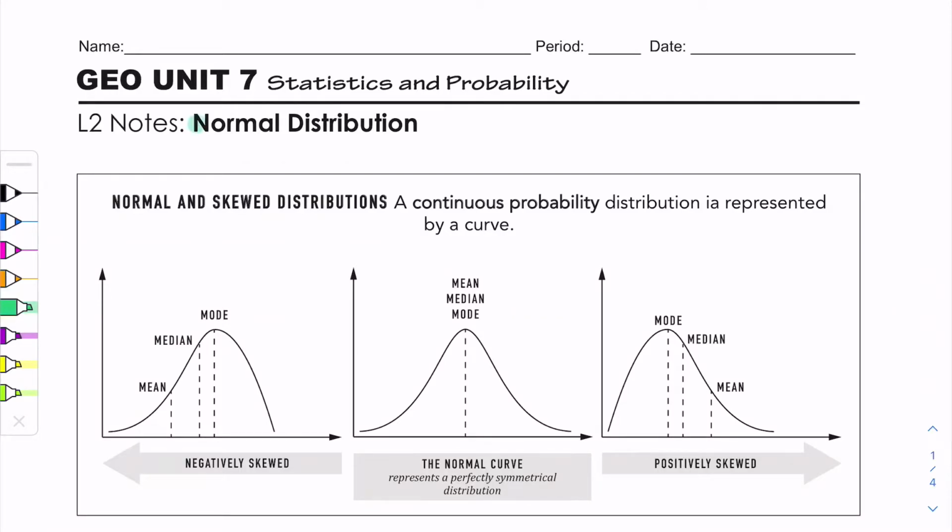Today we're learning about normal distribution. So normal and skewed distributions are continuous probability distributions represented by a curve. So here's three different curves that I demonstrated for you.